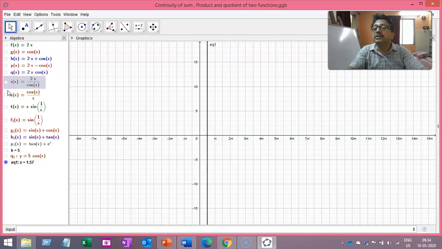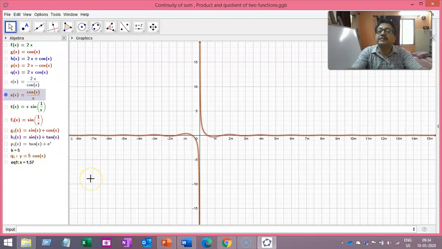Let us go for just the opposite one, cos x by x. What do you observe? Is cos x by x continuous? No, cos x by x is also not continuous, because at x equal to 0 you can see the y-axis is going to be an asymptote. At x equal to 0 the graph of the function is not continuous.